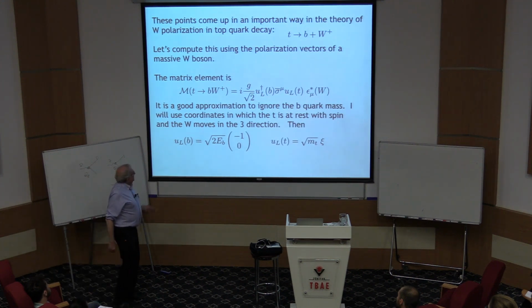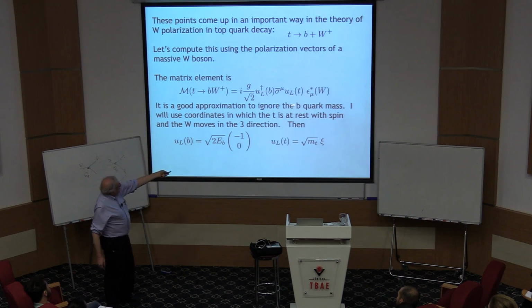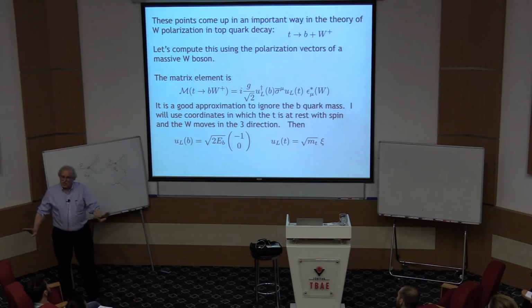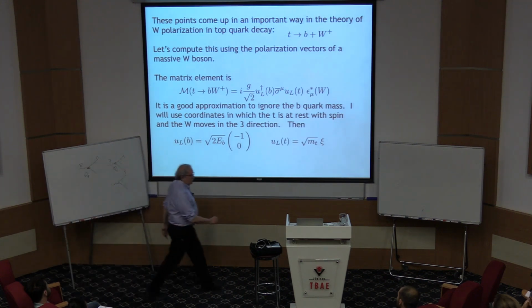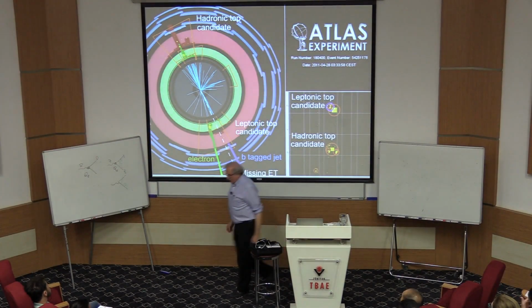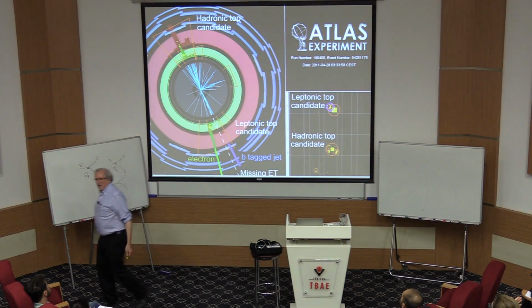So let me do that. Here's the matrix element. So left-handed spinors, the W polarization. This is totally well-defined. You just basically plug in the numbers and you compute it. And I'll give you the answers on the next slide. It's nice to see that one can actually measure the things we're talking about.